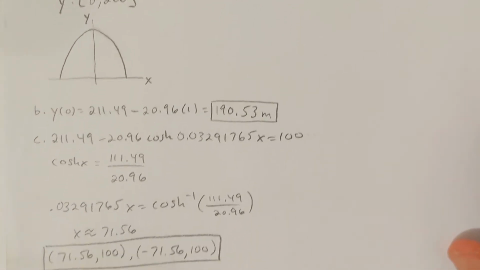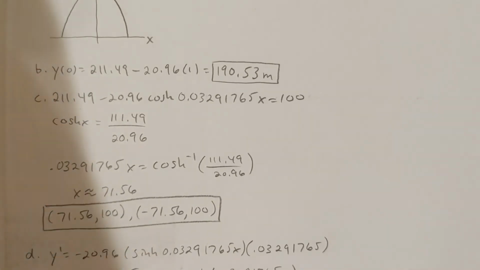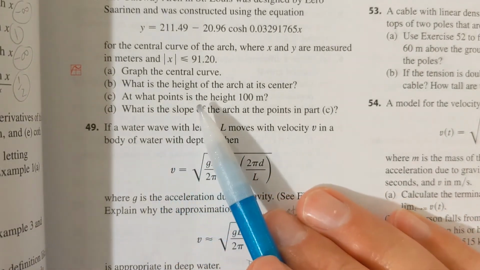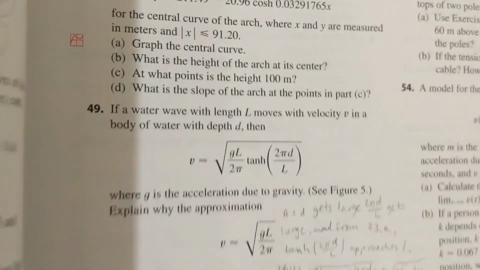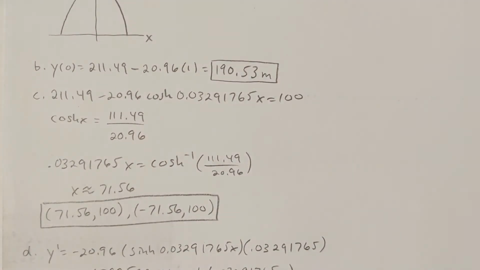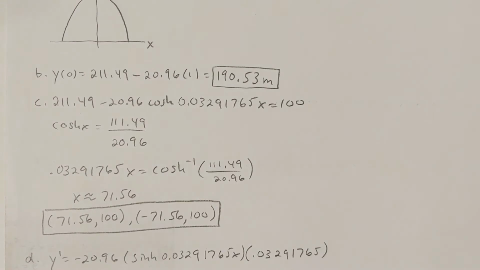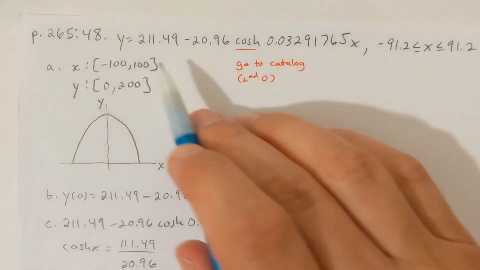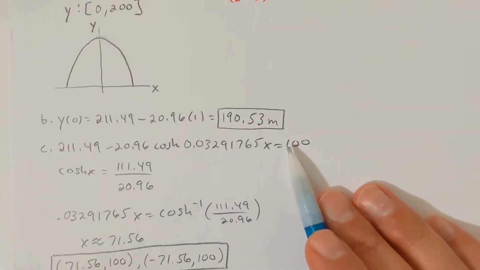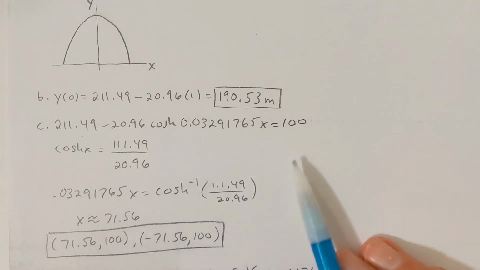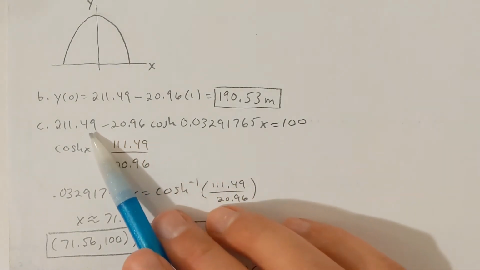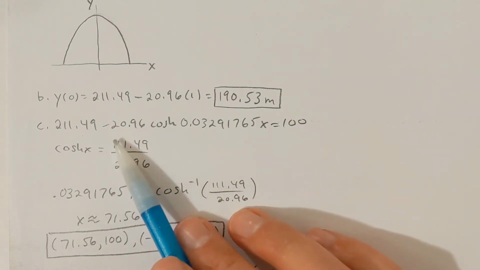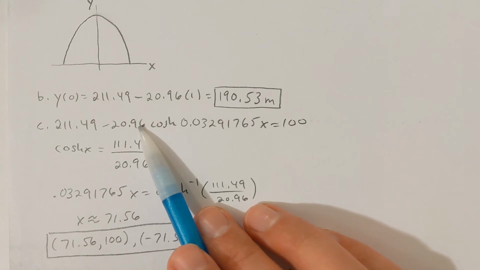Okay. Part C says, at what points is the height 100 meters? Well, y represents the height in meters. So I would simply set y equal to 100 here, and I would have to solve this equation for x. Let me subtract 211.49 from both sides, and then divide by negative 20.96.